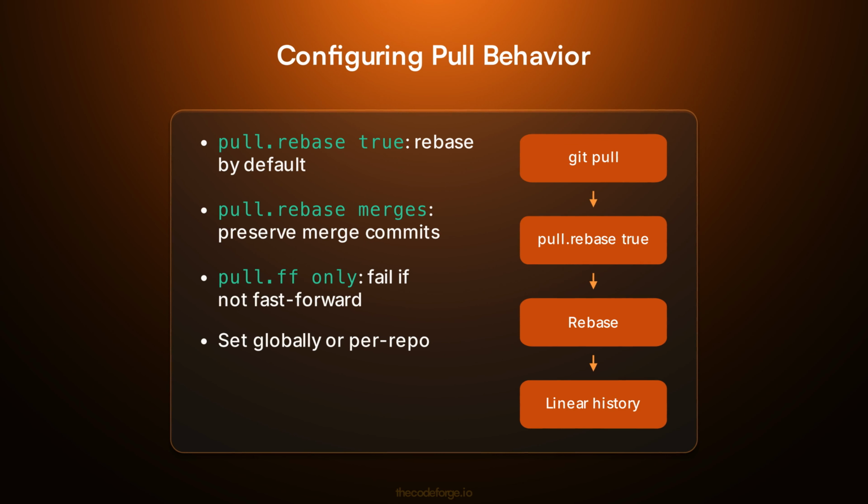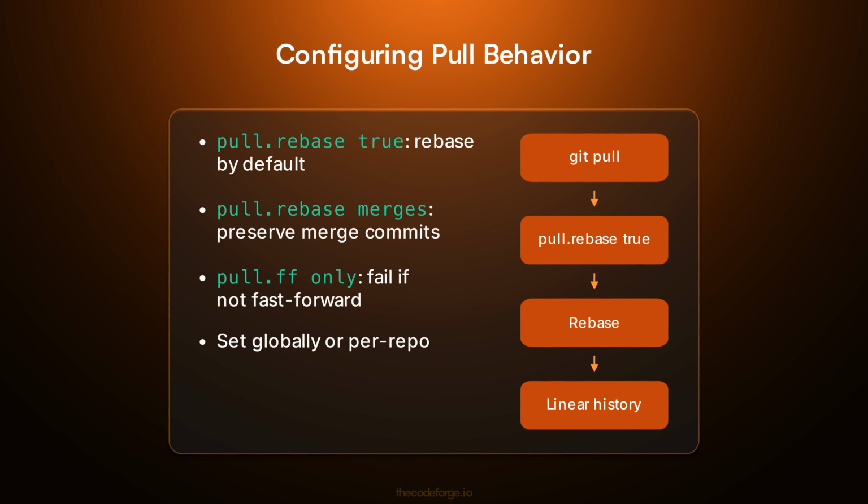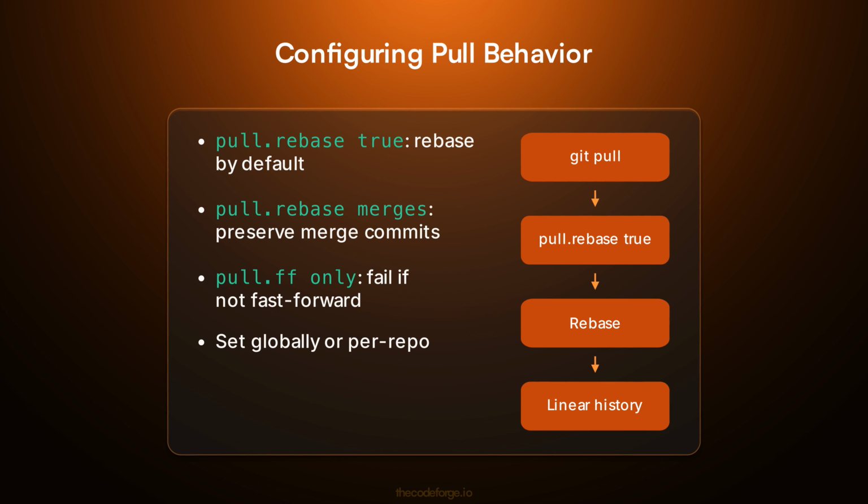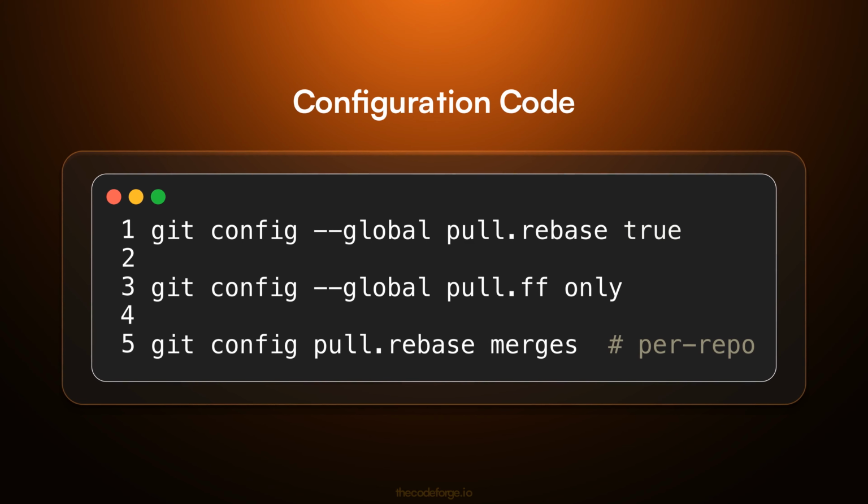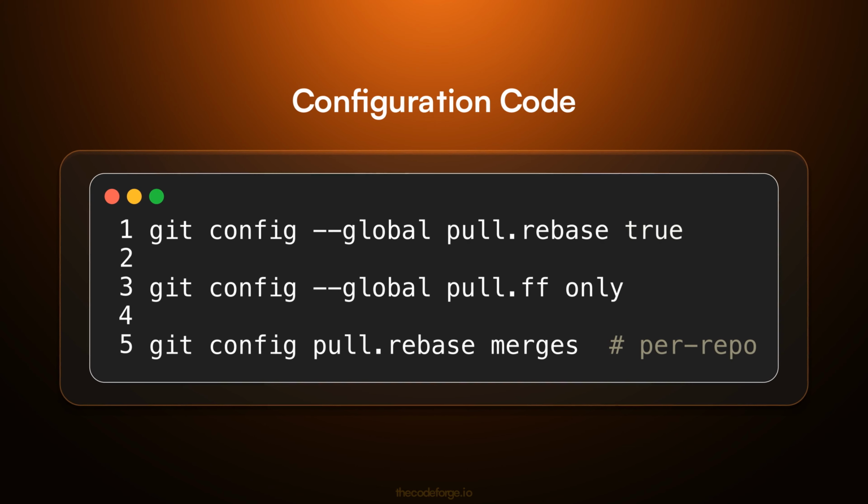You can configure Git's pull behavior to avoid merge commits. Setting pull.rebase true makes every pull rebase instead of merge. Pull.ff only forces fast-forward only, failing if a merge is needed. These settings can be applied globally or per repository. Here's how to set these configurations. Git config --global pull.rebase true makes all pulls rebase. Git config --global pull.ff only ensures only fast-forward pulls succeed.